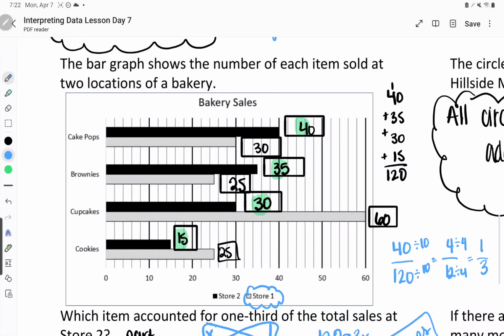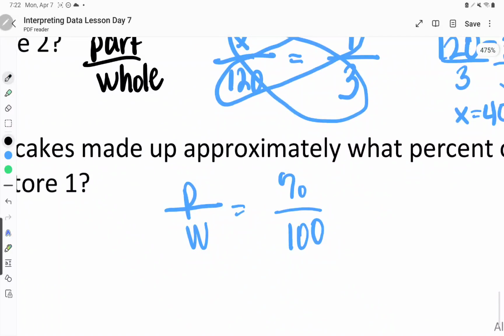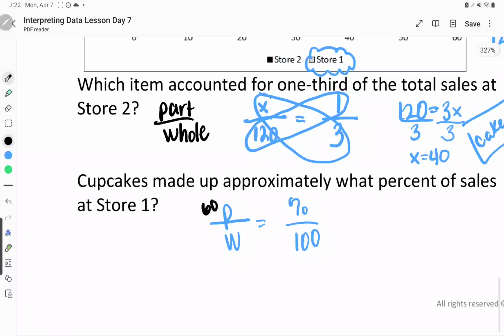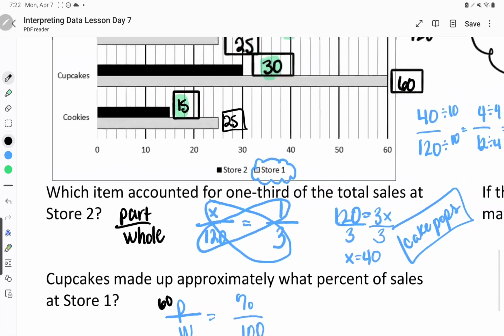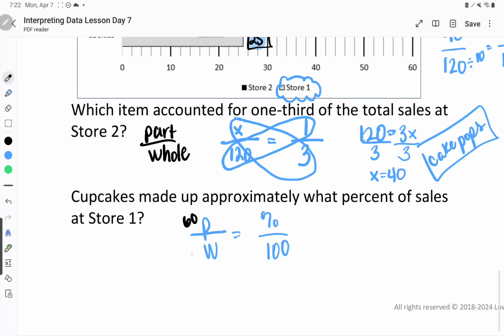Now, it's asking about cupcakes from store 1. That is 60. So where is that going to go? That's going to go in my part because that's not everything that was sold. And then it's just talking about store 1. So how would I find my whole for store 1? You would add all of store 1's values up together to find that whole. So I would do 30 plus 25 plus 60 plus 25. And that gives us 140 as a whole.